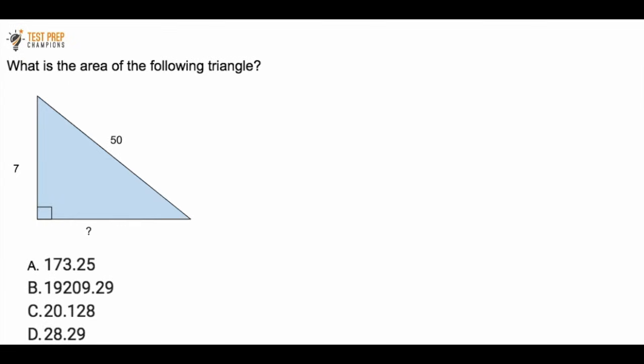The next question says, what is the area of the following triangle? Now this side says 7, this side says 50, and this is a question mark. I didn't give you the side for the question here, and I'm reading this to you in case you're on a phone or a small screen device, so in case it's hard to see these numbers. And I've given you answers A, B, C, and D.